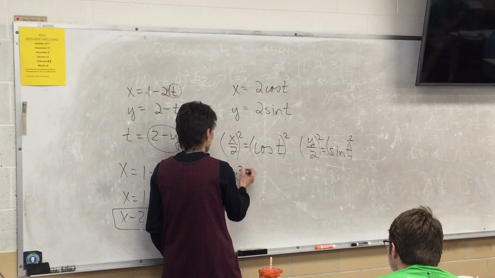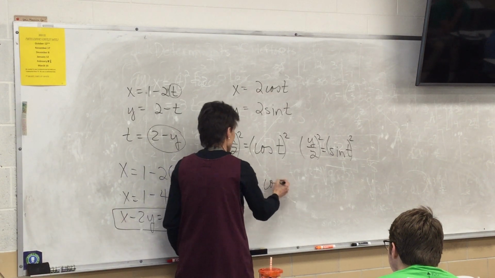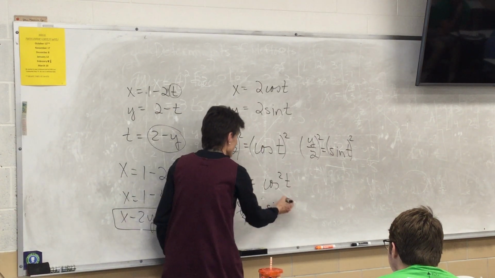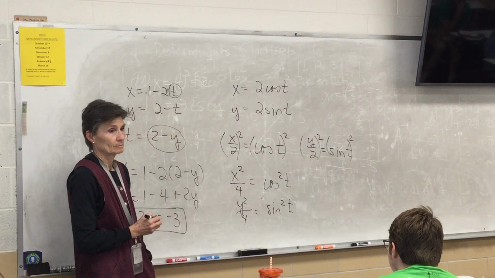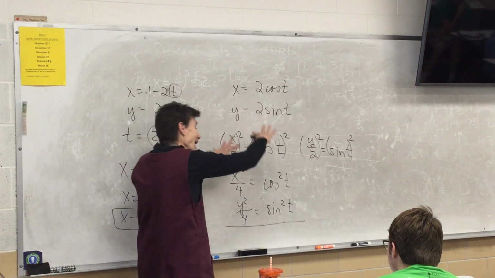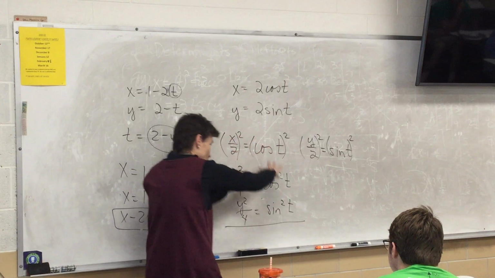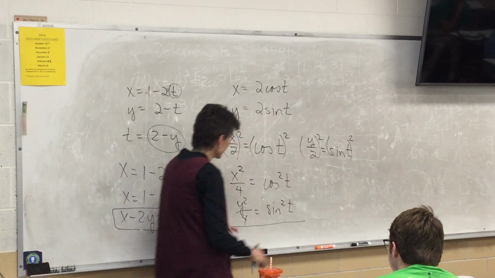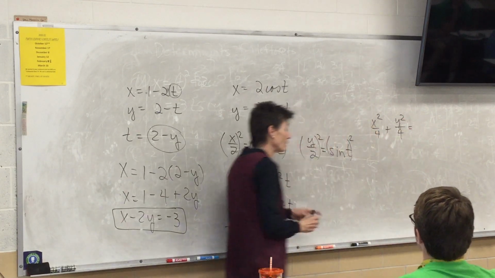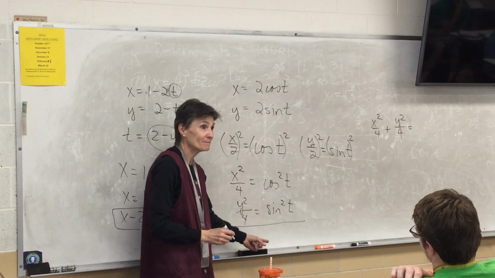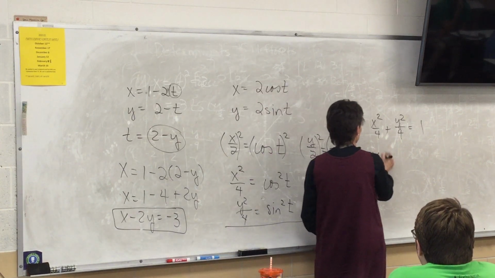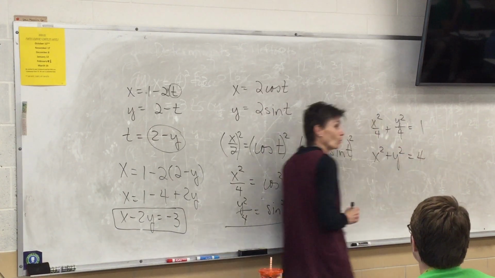Well, now it would say x squared over 4 equals cosine squared, and y squared over 4 equals sine squared. Now, what would happen if I added these two equations? Just added them together. On this side, I'd have x squared over 4 plus y squared over 4. And what would I have on this side? 1. It's a circle. That's exactly right. This is the circle x squared plus y squared equals 4.